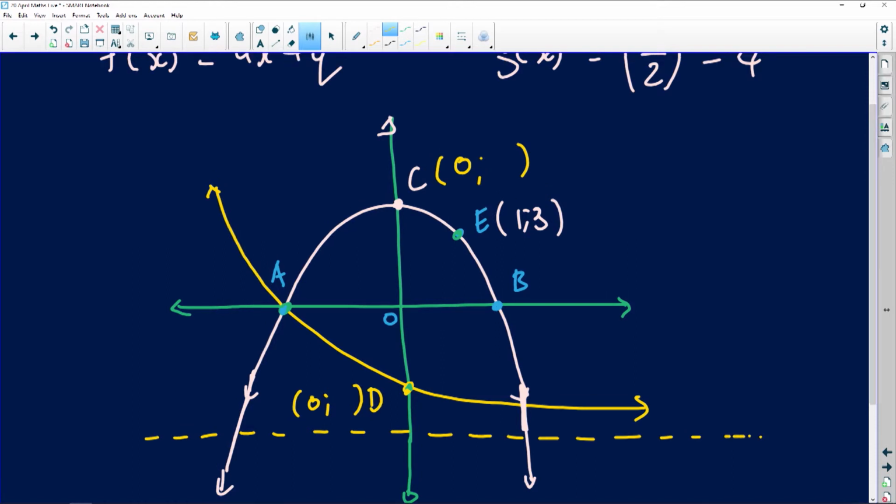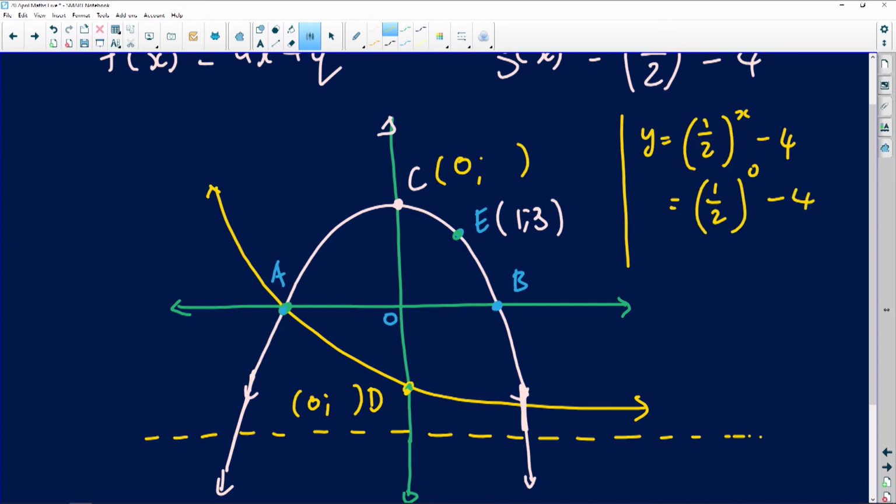We know y was given to us as (1/2)^x - 4. We want to know what y is when x is 0. Anything to the power of 0, except 0 to the power of 0, is 1. So we are sitting with 1 - 4, which gives a value of -3. That means the coordinates of D are (0; -3).